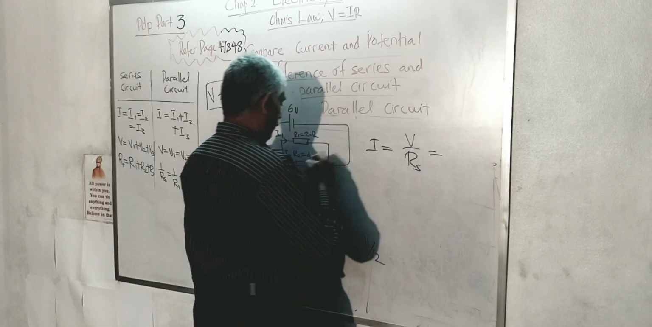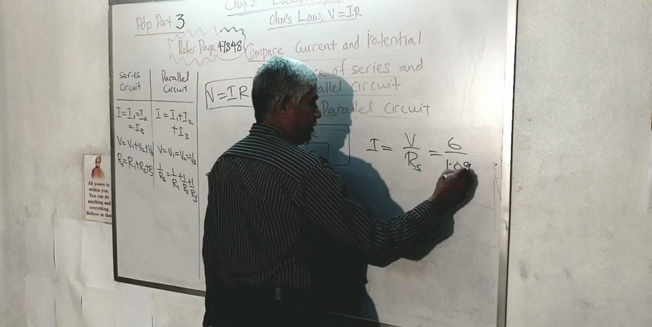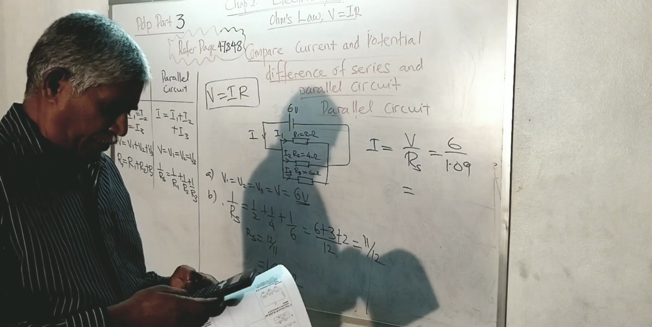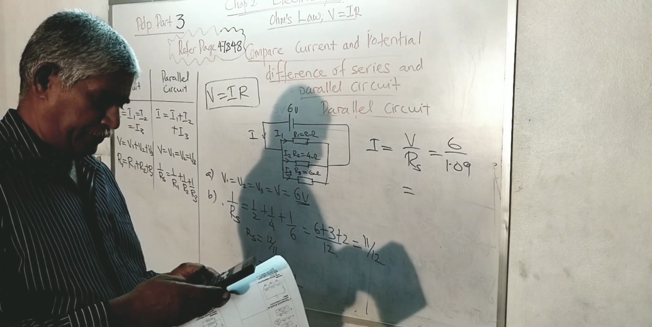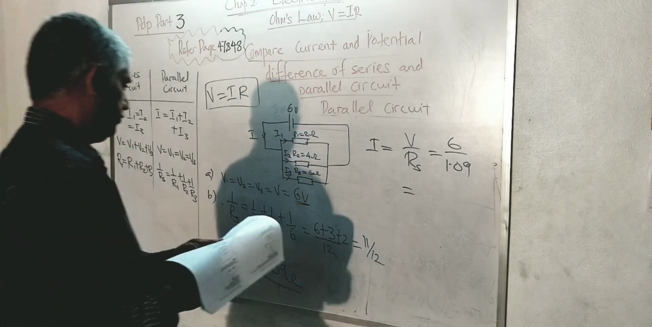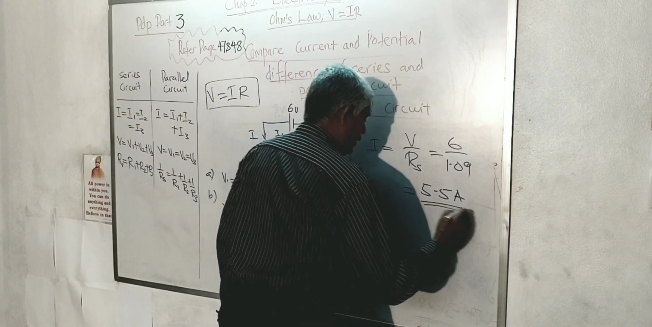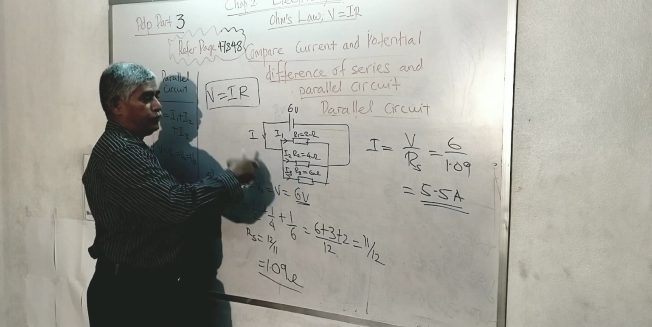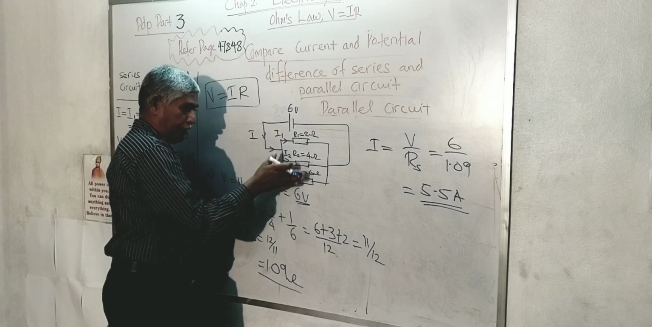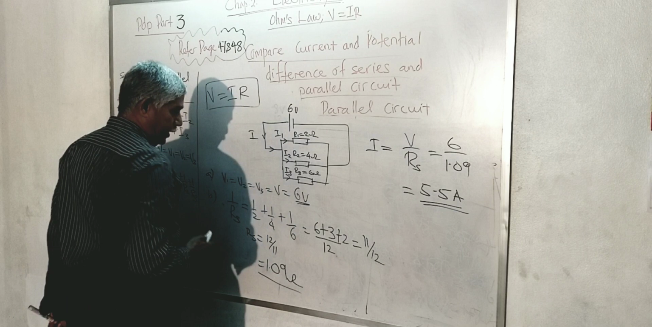So therefore, we can work it out. 6 divided by the resistance we already got, 1.09, so you get 5.5 ampere. This is the total current that is passing through the whole 3 resistors. After which it's going to split, but here is the main current. Now they are asking what is the individual current.